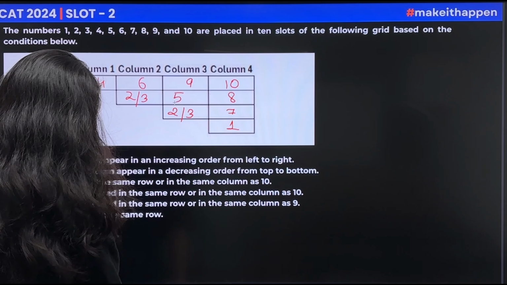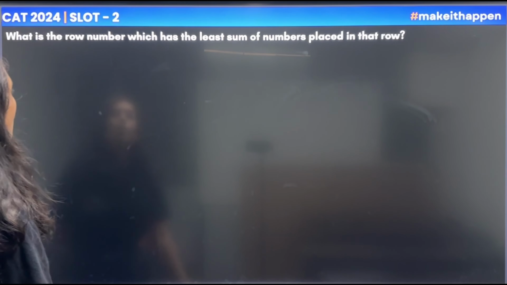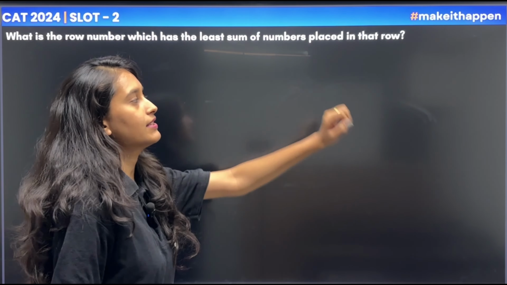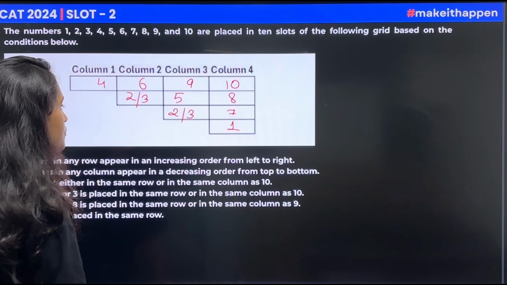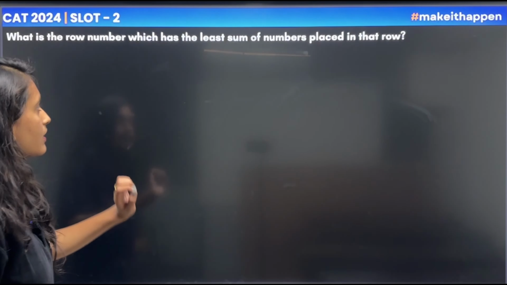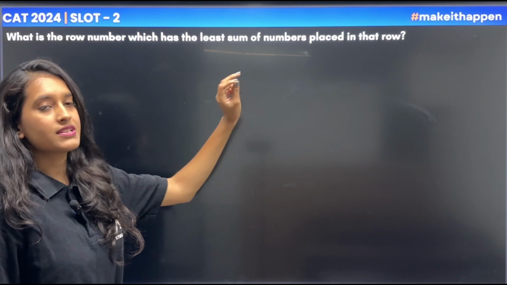Now let's move to our first question. What is the row number which has the least sum of numbers placed in that row? Okay, so I can say that row 4 will be the answer because row 4 has the least sum of numbers placed in it.